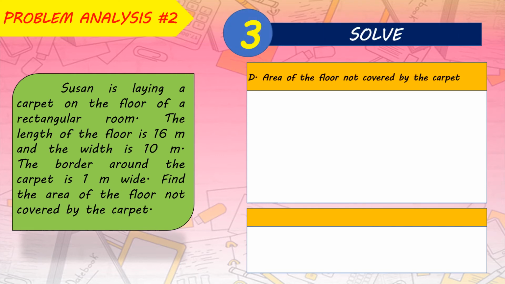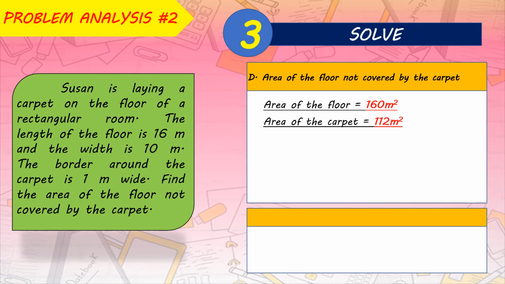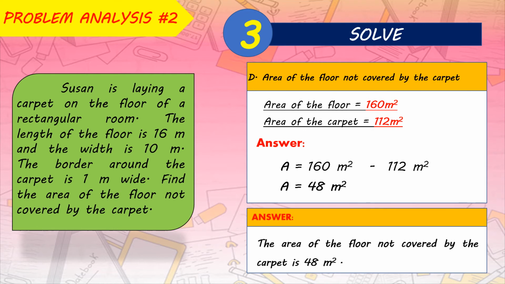So now we are going to solve for the area of the floor not covered by the carpet. We have the area of the floor, which is 160 square meters, and the area of the carpet, which is 112 square meters. So we have 160 square meters minus 112 square meters. What will be the answer? You're right. We have 48 square meters. So the answer to the question is that the area of the floor not covered by the carpet is 48 square meters.